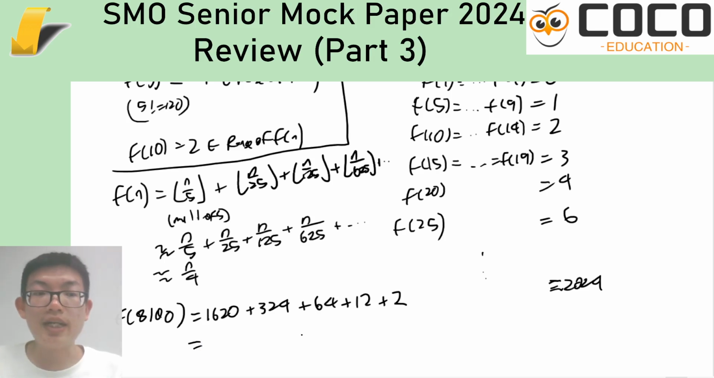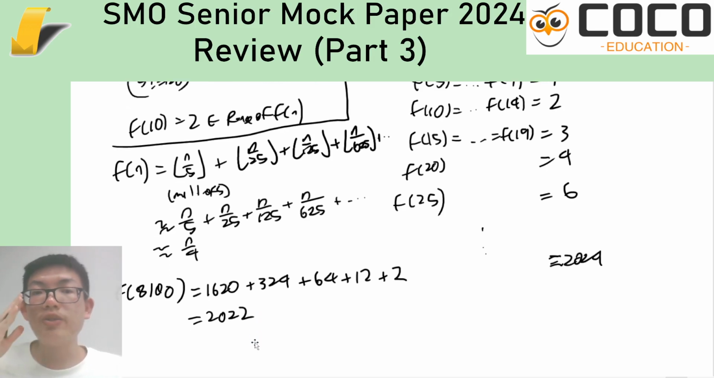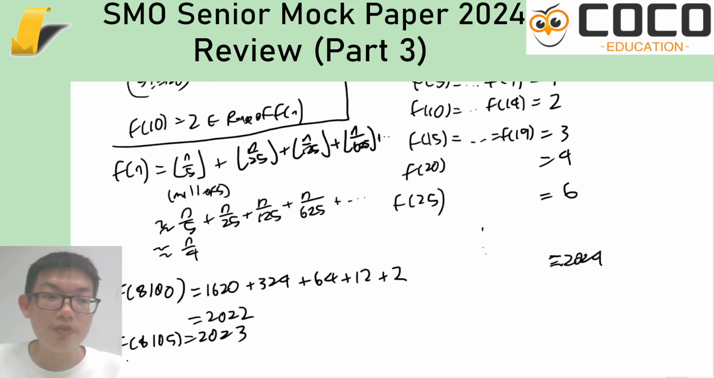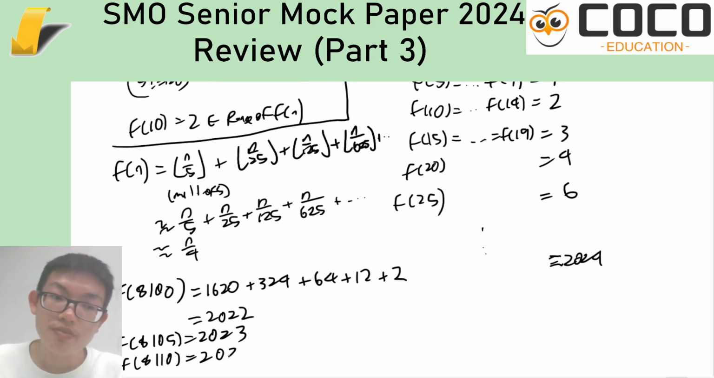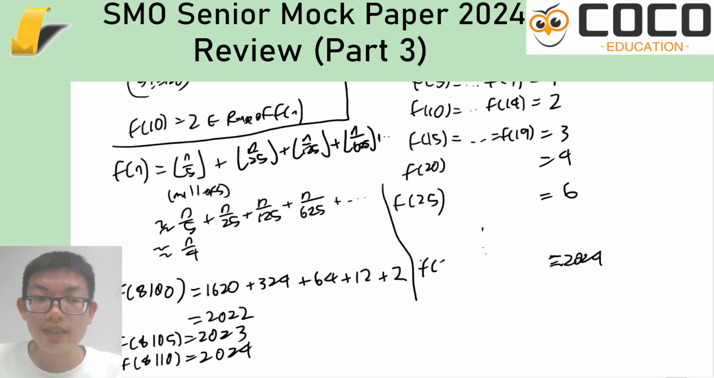In fact, we are at 2022, and if we're at 2022, it means that 8105 gives you the next one, and 8110 gives you the next one. So that is where our journey ends.